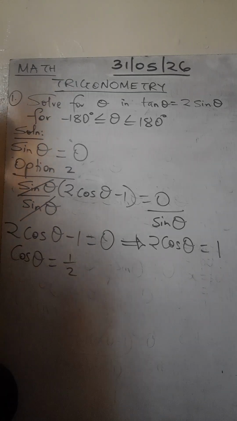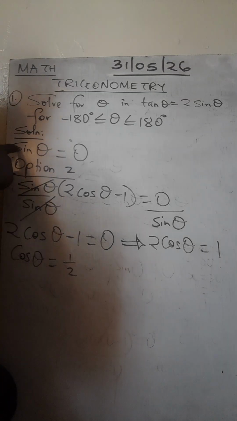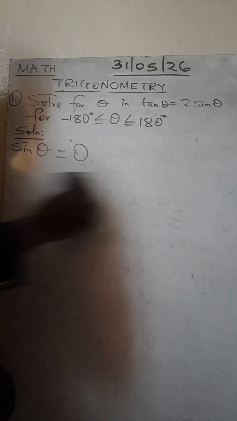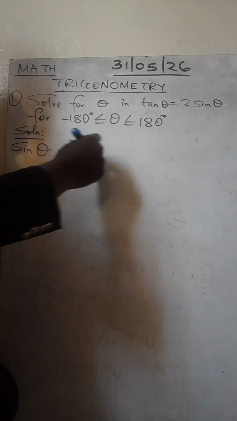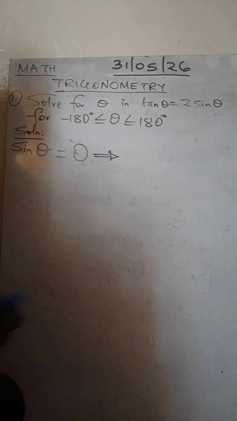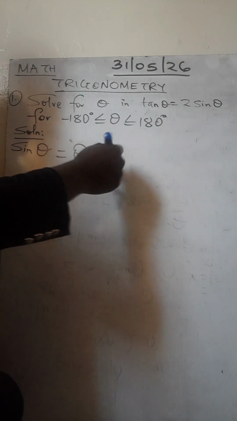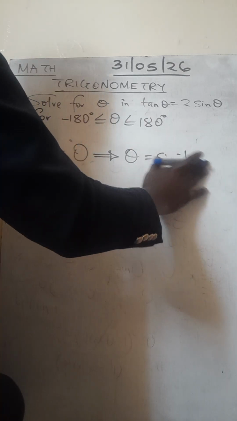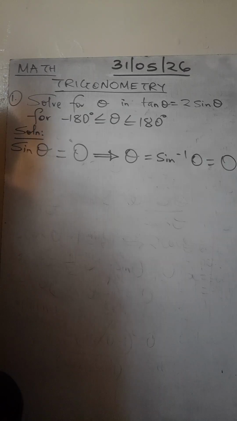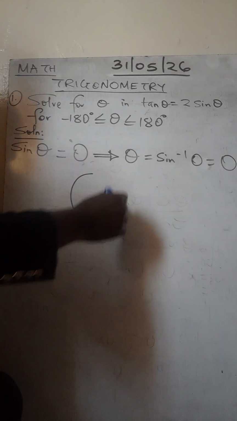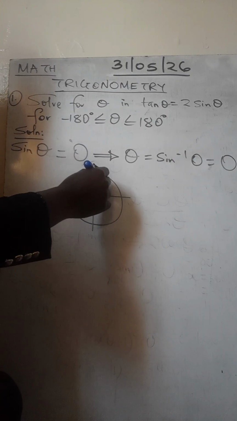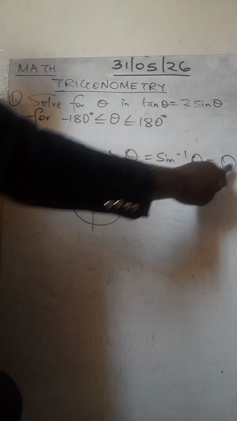Okay? Now let us begin with this one, the first option. Sine of theta is 0. So to get theta, you take the inverse of 0. The inverse of 0 is just 0. That is in the first quadrant. First quadrant, theta is 0.